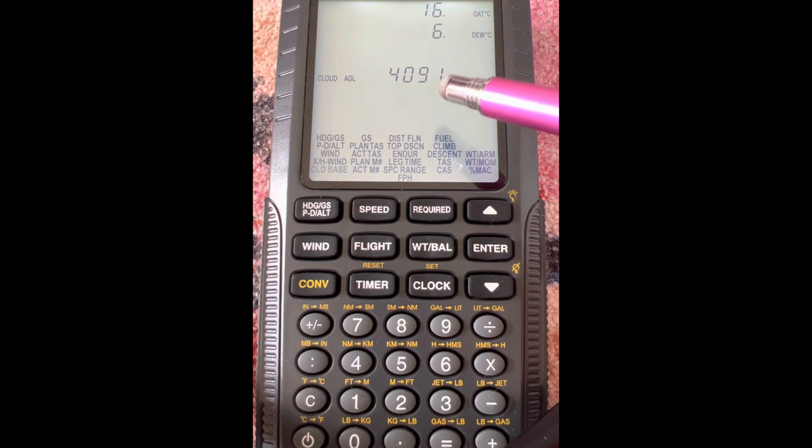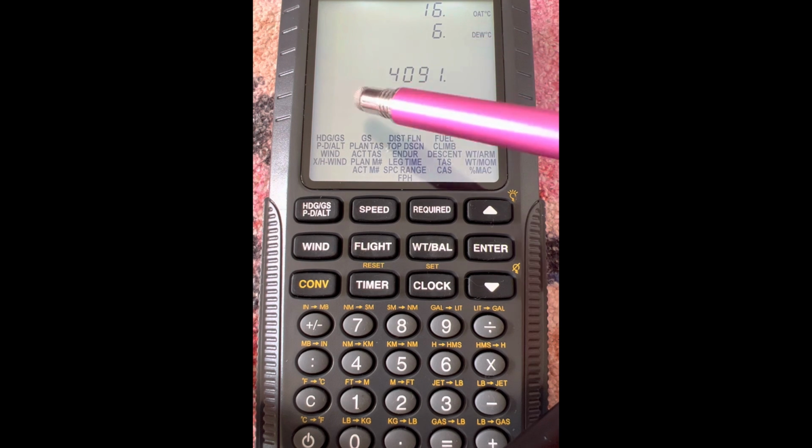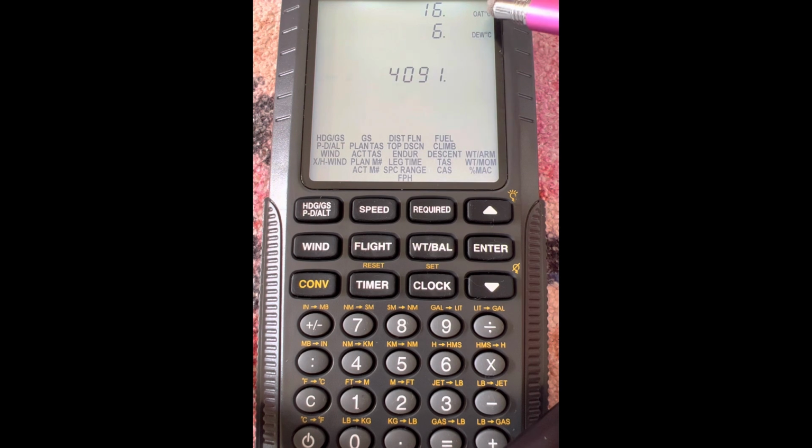And now it's going to give us the cloud AGL. So that's the above ground level. So it's assuming that this OAT is at ground level. And so it takes the OAT of 16 to the dew point of 6, that's 10 degrees. At a lapse rate of 2.5 degrees Celsius, that's right, 4 times 1,000. So if you're doing the equation in your head, that's about 4,000, and that's what we get, 4,091 feet above ground level. And again, it's assuming that this outside air temperature is at ground level.